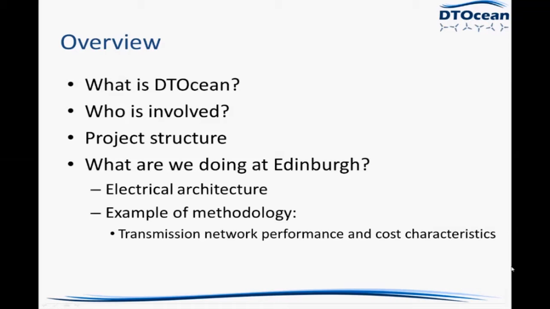So what we'll cover is basically what is the DTOcean project and what are we trying to achieve, who is involved within the project, have a little look at the project structure, some of the work that's been done there, and then specifically drill down into what we're doing at Edinburgh. And we're looking at the electrical architecture of the offshore network. And then at that point, roughly in the middle, I'll pass over to Anup, who will give an example of the methodology and investigate the transmission network performance, the cost characteristics, and how we might basically weigh those off against each other to make a decision on how to build our network.